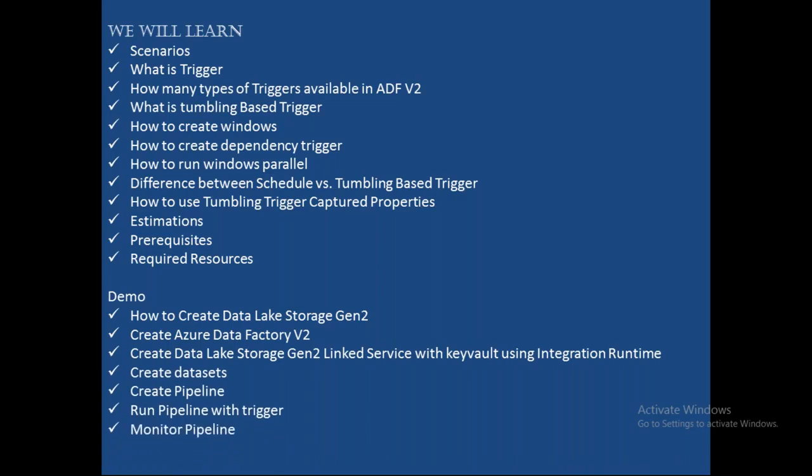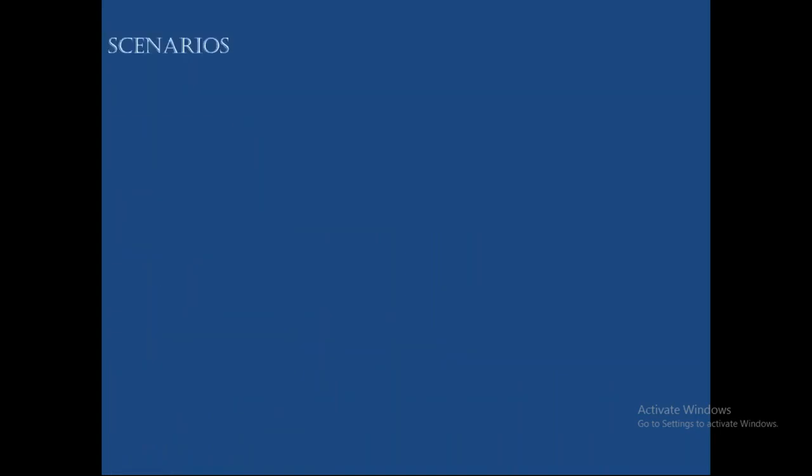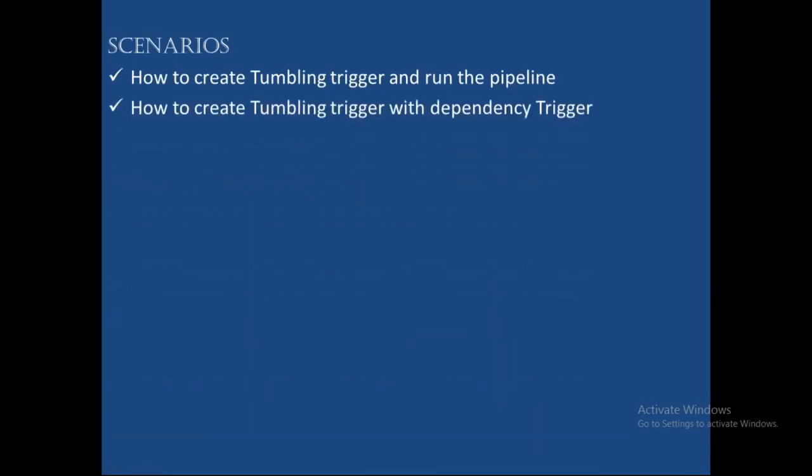Next, I'm going to monitor the pipeline. Okay, fine. So, scenario: how to create a tumbling trigger and run a pipeline. So we are going to see how to create a tumbling trigger and run the pipeline. How to create a tumbling trigger with a dependency trigger.